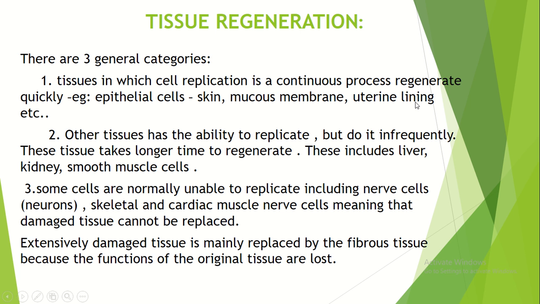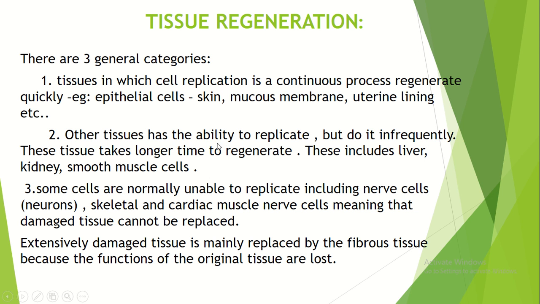We get menstruation every 28 days. Each time the uterus sheds its inner layer, and within 28 days it grows back to its normal state. It grows, it sheds, it grows again. So that is a continuous process, and that is categorized as number one.